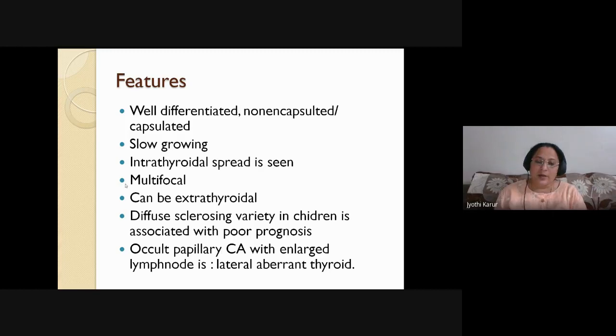There is one variety called occult papillary carcinoma. We might not find any focus of carcinoma inside the thyroid, but there is an enlarged lymph node, and if we take a biopsy, we might find papillary carcinoma of thyroid. That is termed lateral aberrant thyroid. So occult papillary carcinoma with an enlarged lymph node which is detected incidentally is called lateral aberrant thyroid. So please just repeat in your mind: it has intrathyroidal spread, well differentiated, excellent prognosis, most common carcinoma, multifocal, and spreads by lymphatic route.